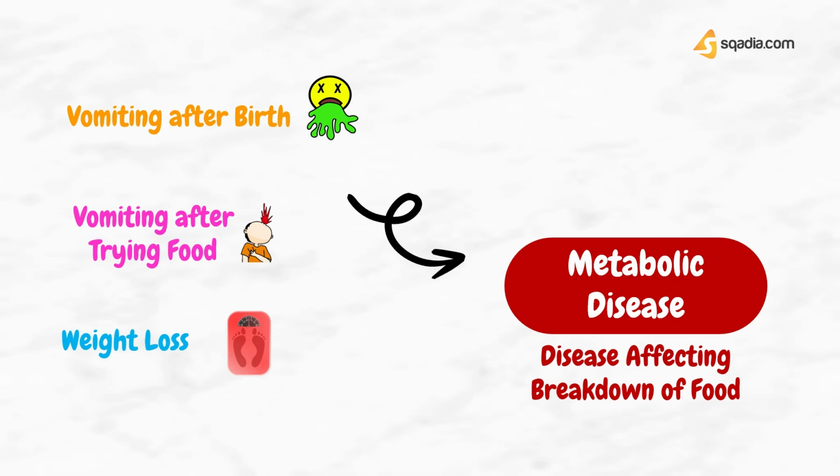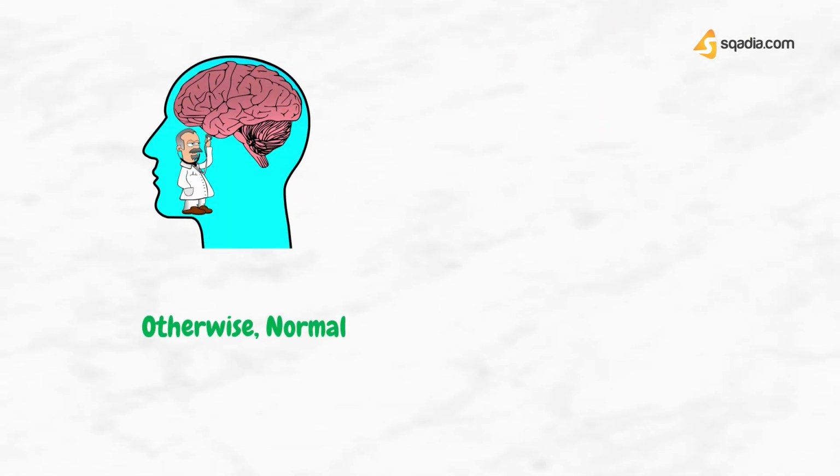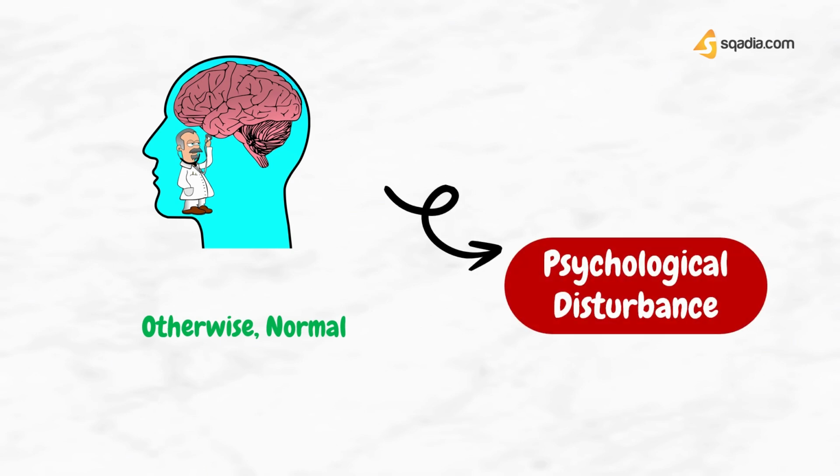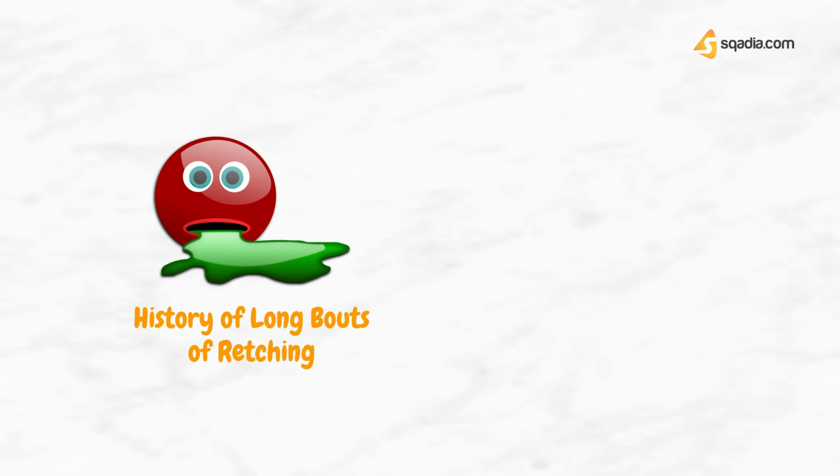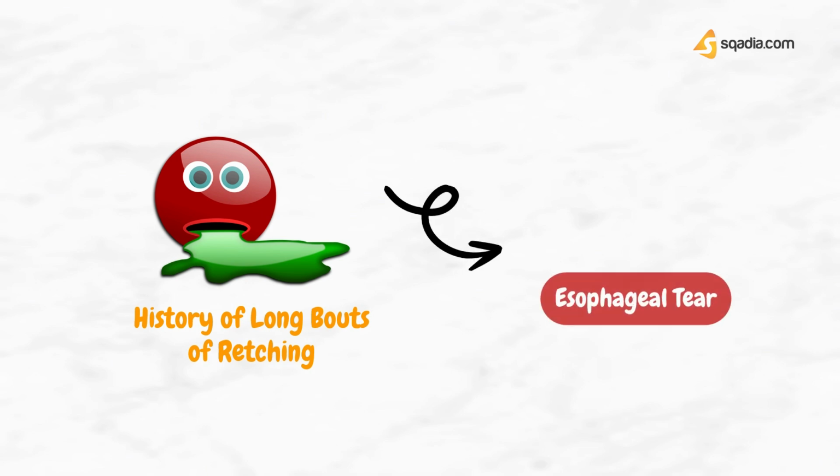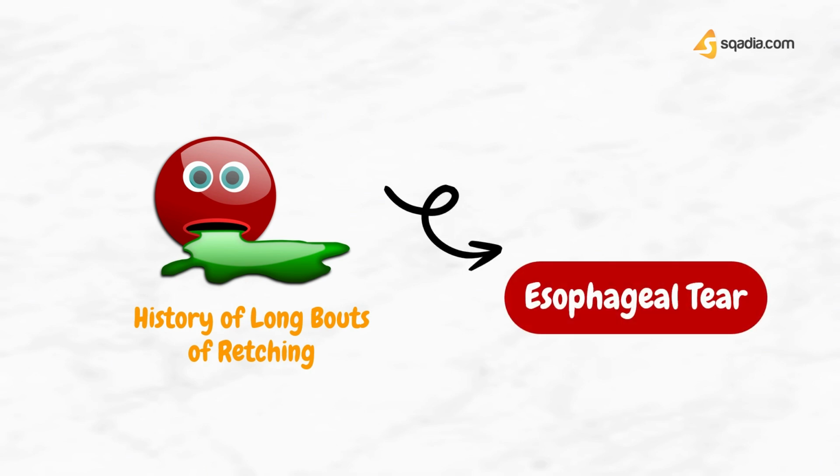Well, if the child has nausea and vomiting but is otherwise normal, then there might be some psychological disturbance involved, in which vomiting follows fright or excitement or occurs in order to get attention. Well, if the child has a history of long bouts of retching before vomiting blood, then there's a high chance that they might have an esophageal tear. It is a tear in the tissue of the tube that connects the back of the throat to the stomach.